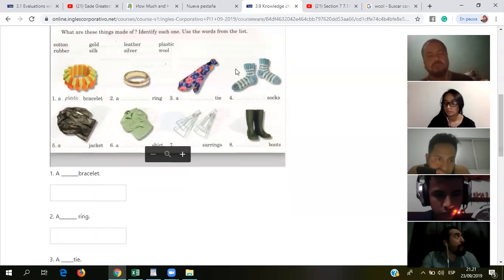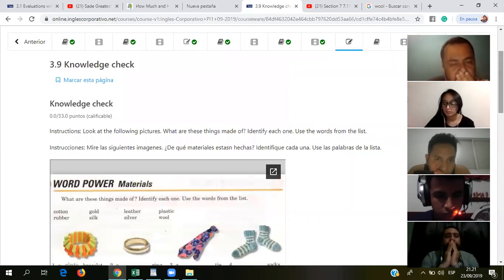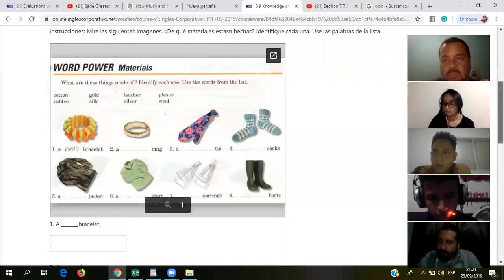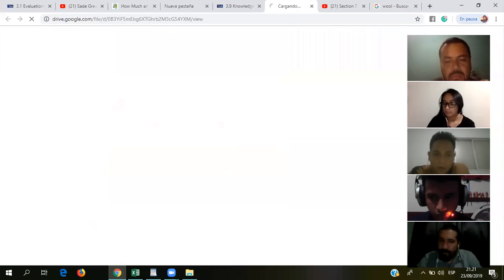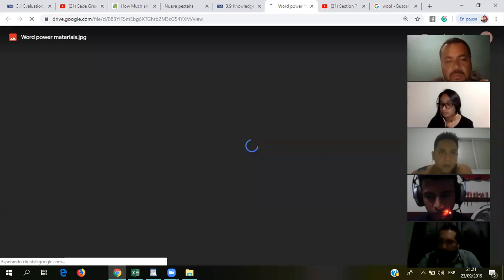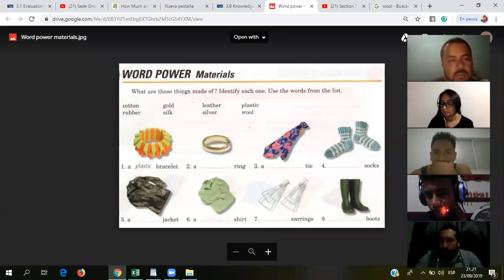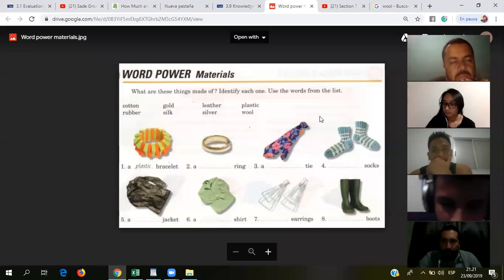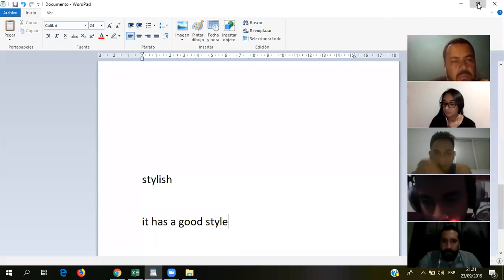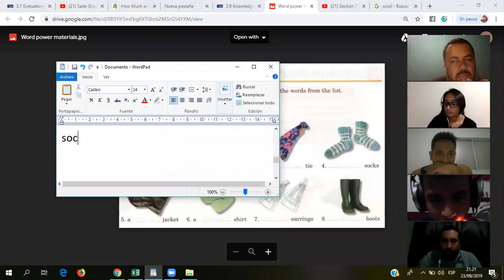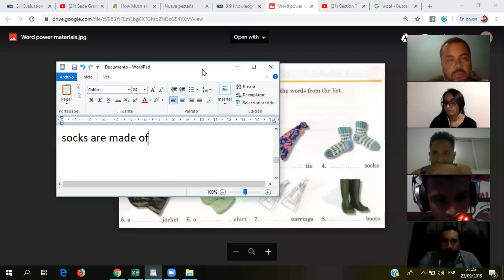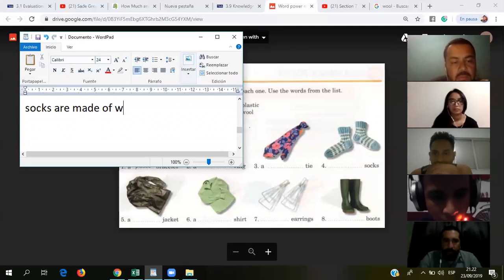Now we're going to identify the material. Okay, pay close attention. Everybody go to section 3.9 on the platform. You should be on that section. And we're going to do the exercise together. All right, so look at the picture. Tell me what you think is plastic. So, Gabriel, for example, what do you think the socks are made of? What is the material? Let's make a sentence. Cotton. So, we're going to say socks are made of. Look at the sentence. Socks are made of cotton.